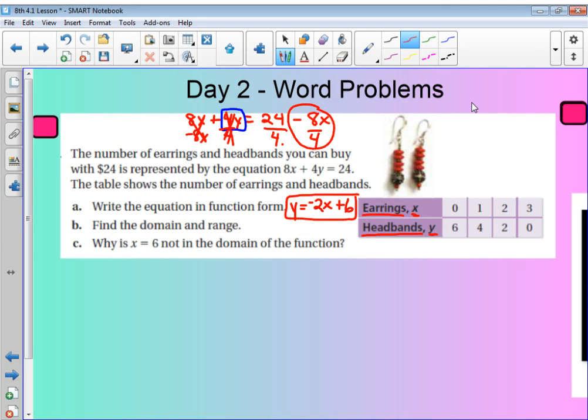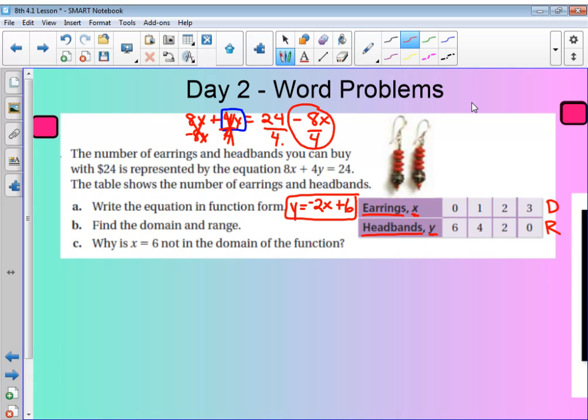Find the domain and range. So right now, just to save time, I'm going to go ahead and mark my domains and ranges on this table that I have up here on the screen. So my domains are my x's. These are my domains. My ranges are my y's, or my outputs. So this is my range.